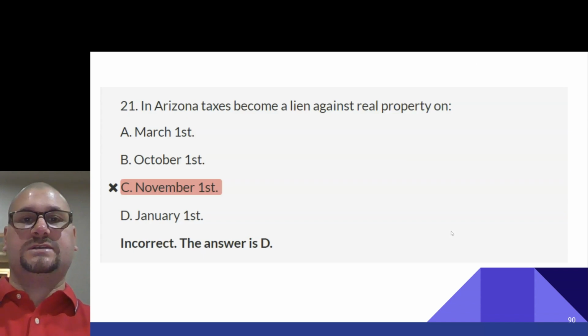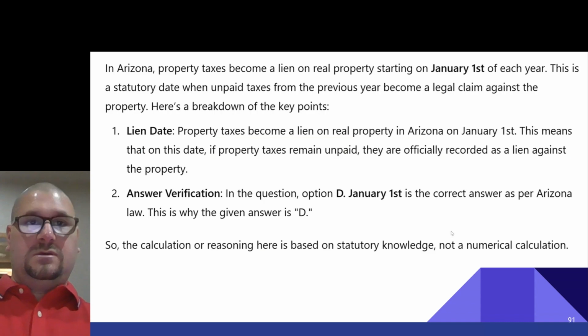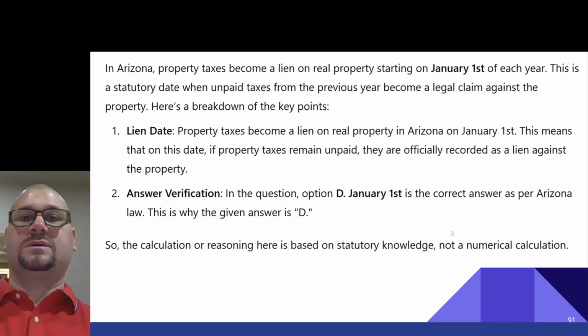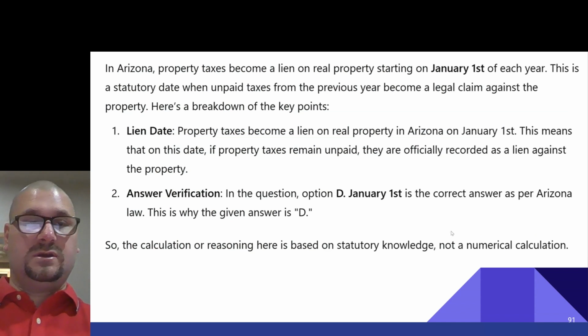In Arizona, taxes become a lien against real property. Property taxes become a lien on real property starting on January 1st of each year. This is a statutory date when unpaid taxes from the previous year become a legal claim against the property.